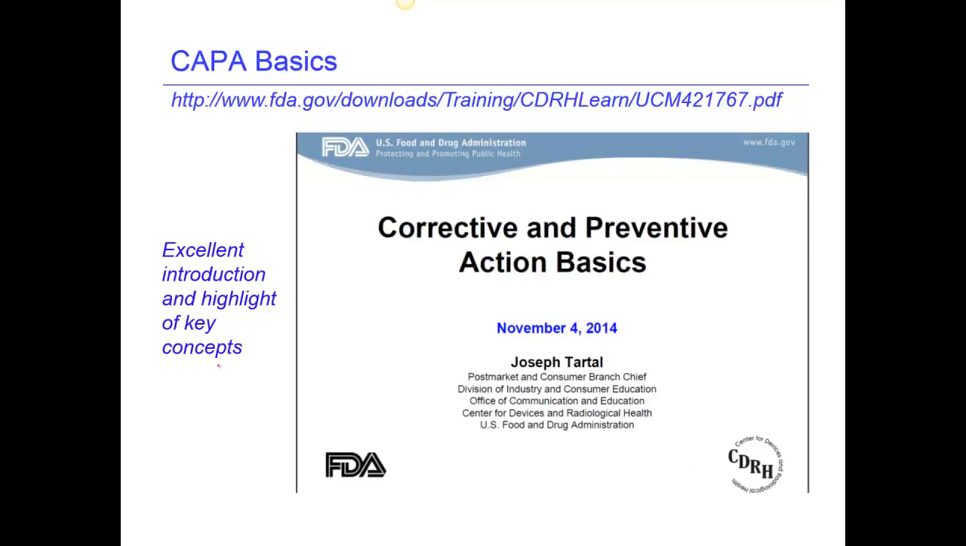There's a second document that I think talks about the basics of the CAPA process, by Joseph Tartal, from 2004. This again is a wonderful introduction and highlights the key concepts. There was no point in my taking his slides and trying to reformat them. You can download this, and it goes through the difference between corrective action and preventative action, and talks about the basics in a very straightforward fashion. It's really quite revealing. It's got some good flow charts, so I highly recommend this document.